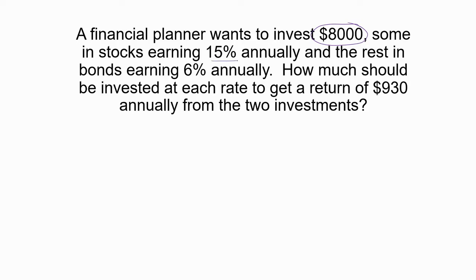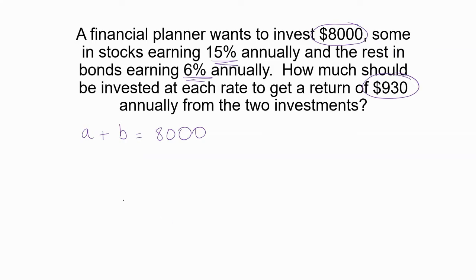Some of the stocks earning 15%, others earning 6%. How much should be invested to get a return of $930? So we're going to have two investments here. Our first equation is going to deal with the amount invested. So I'm going to let the first investment be A, the second investment be B, and we know that we want them to equal $8,000.